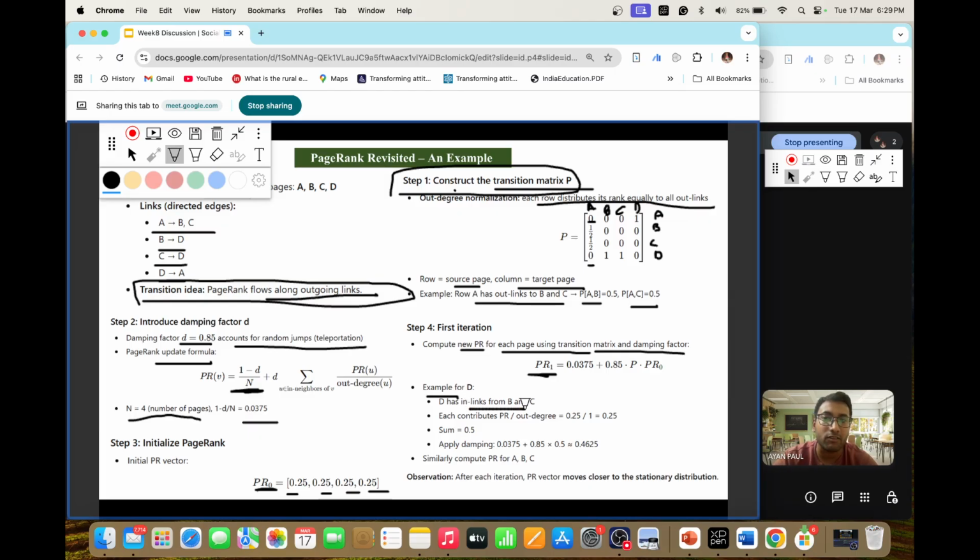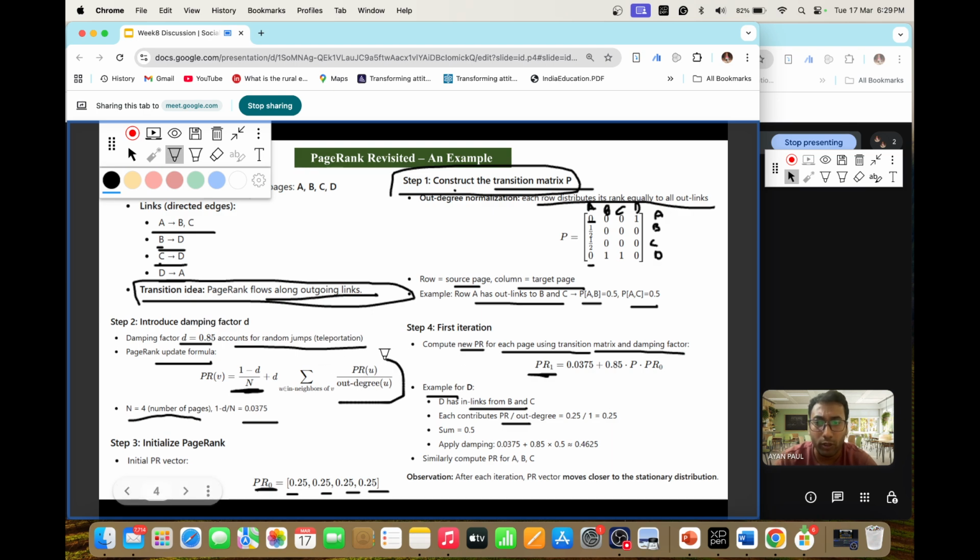D has inlinks from B as well as C, and D has outlink A. So D has inlinks B and C, and each contributes PR divided by out degree. PR was 0.25, divided by 1 because the out degree was 1. D has out degree 1, so that is why 0.25 by 1.